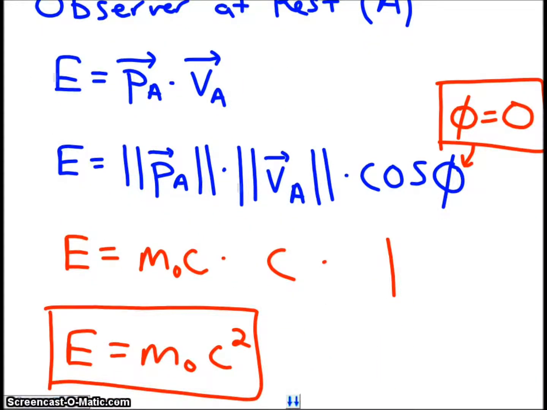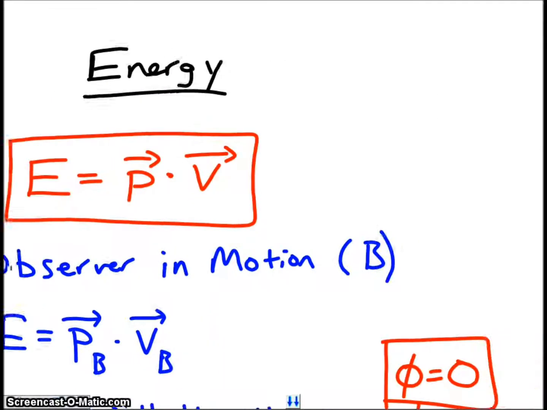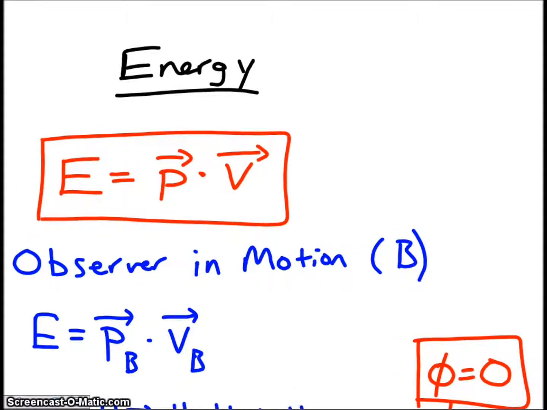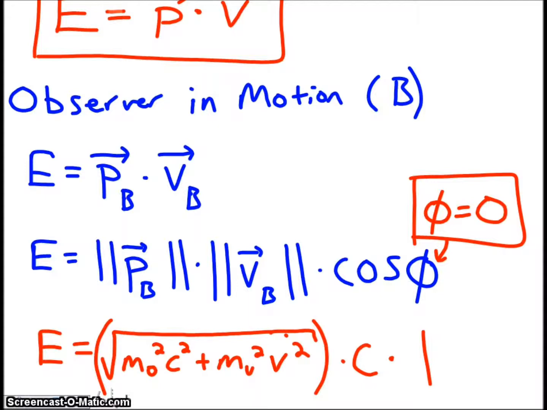As we talked about before, the velocity of rocket ship A is equal to c, and the momentum of rocket ship A is equal to m sub 0 times c. And so we end up retrieving this very famous formula, E equals mc squared. As for the energy of rocket ship B, we are going to take the momentum of rocket ship B times the velocity of rocket ship B.